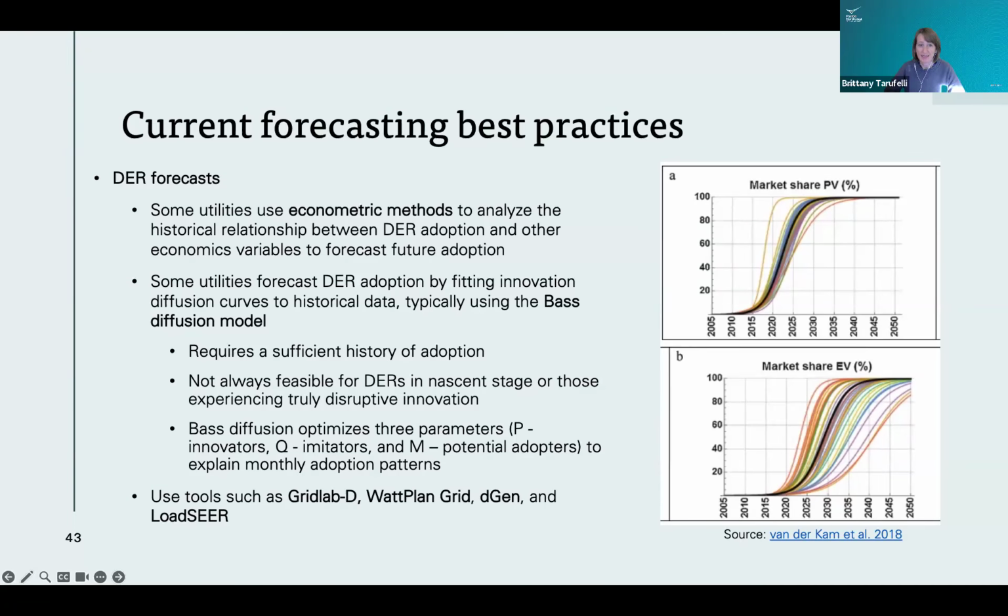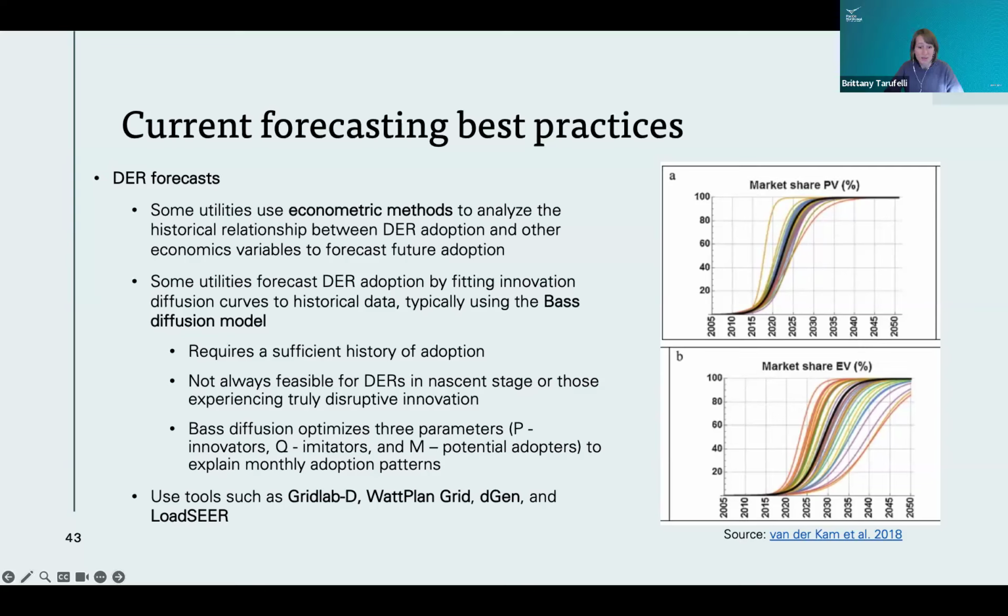So on the DER forecast side, we are seeing that some utilities are using econometric models where they look at the historic relationship between DER adoption and other economic variables like population and income to understand that correlation and forecast future adoption. Some utilities use innovation of diffusion curves like the Bass diffusion model. And if you look at the figures on the right-hand side of the slide, there is this diffusion of innovation where things start out slow and then they ramp up and then it levels off again. So this kind of innovation of diffusion curve is used to understand the adoption of many types of technologies, and it's used for projecting that adoption to different distributed energy resources.